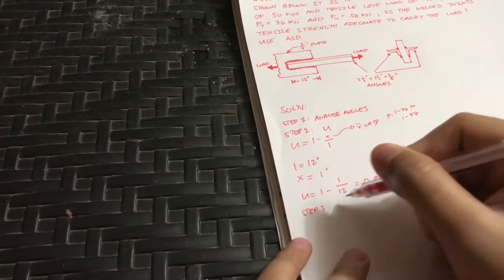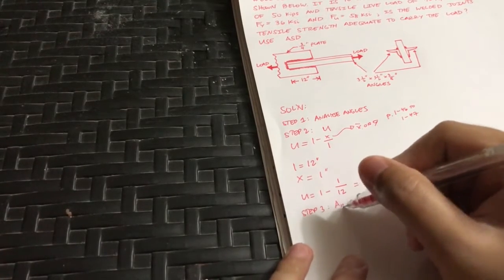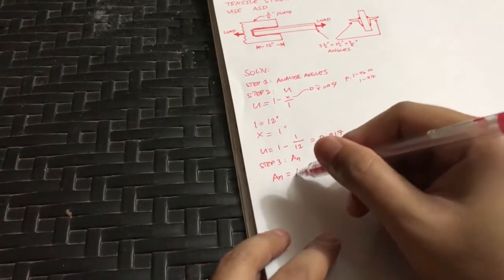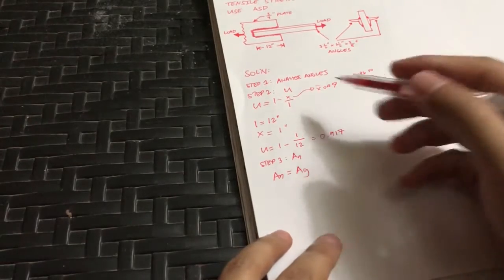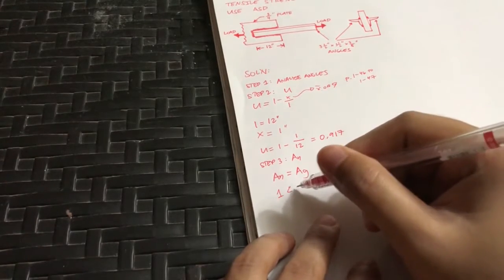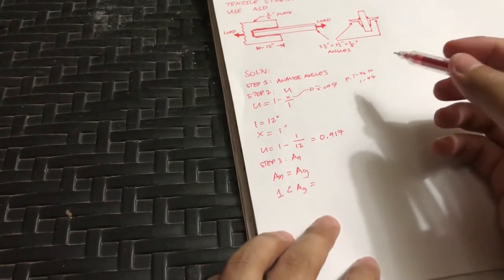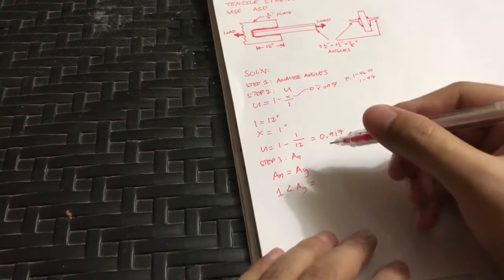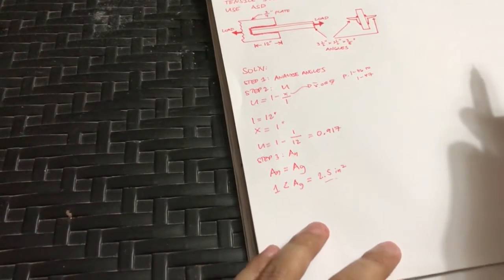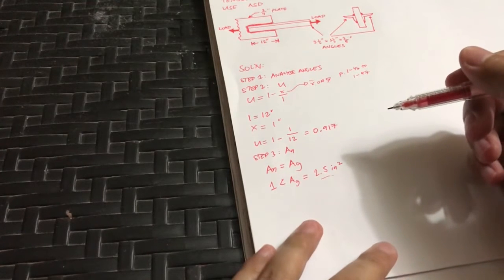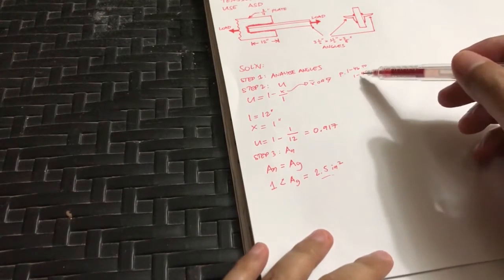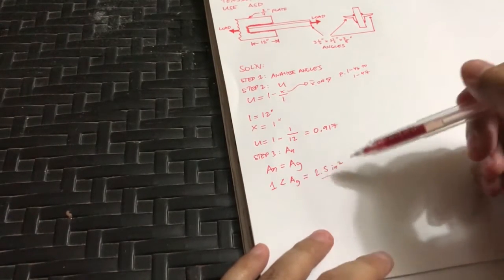Next, we'll go to step 3. Step 3 is we need to get the net area, AN. AN for welded members under tensile load is simply equal to AG, or the total gross area. Now, the gross area of one angle is equivalent to 2.5 inches squared. Now, where did I get the 2.5 inches squared? This can also be obtained in your steel manual PDF. I believe it's also in page 1-46 to 1-47. The area of one angle is 2.5 inches squared.